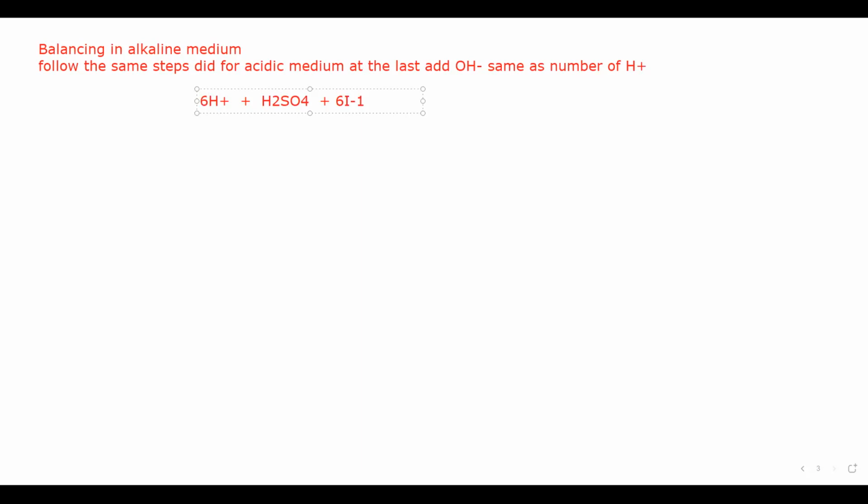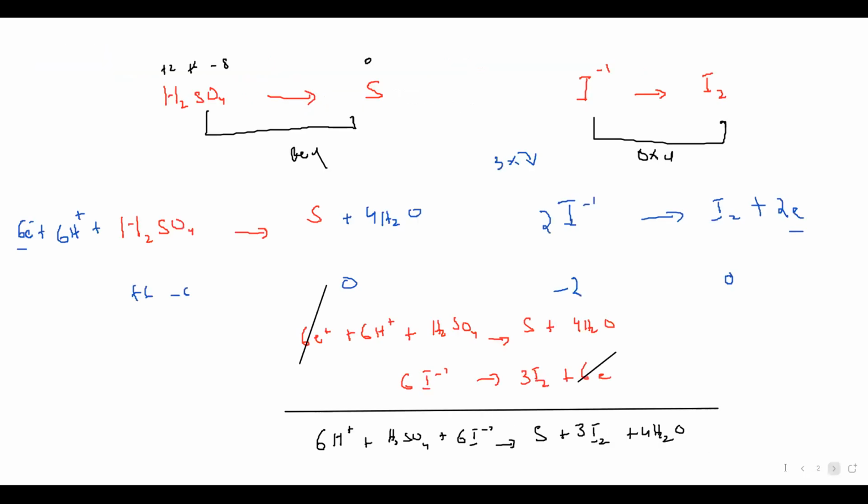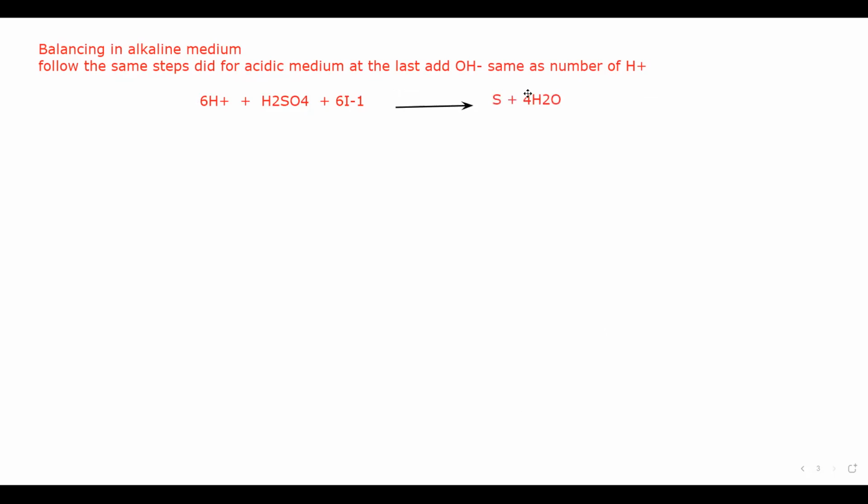And that gives sulfur plus 4 water molecules and 3 iodine molecules. This is the equation in acidic medium.